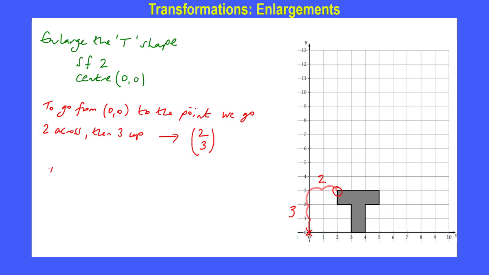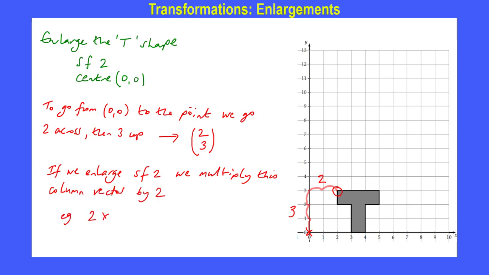Now, because we're doing a scale factor of 2, we're going to double those values from our vector. So we're going to times it by 2. So we had 2, 3. We're going to do 2 times that, and that's going to become 4, 6. Now, all we're going to do is count from the centre of enlargement exactly those values from that new vector. So we're going to go 4 across, and then we're going to go 6 up, and we're going to mark a new point. And that is the point that the original one that we identified has moved to.